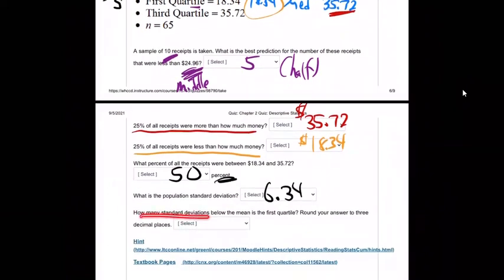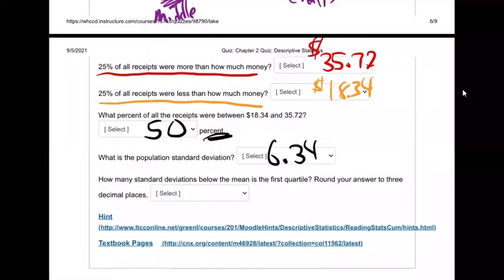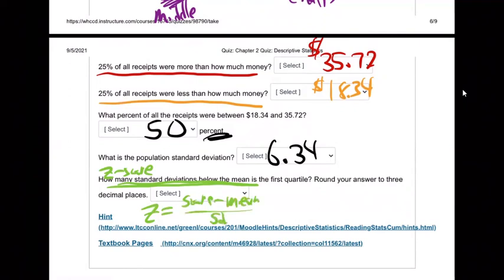Last one. How many standard deviations below the mean is the first quartile? That might strike you as a really weird question. Like, how in the world did we do that? We never learned anything about that. Well, we actually did. Whenever they say how many standard deviations, you need to realize that means Z-score. Z-score is how many standard deviations above or below the mean. It's the Z formula from the notes. You got to recognize those words on the exam. They don't need to say Z-score. You need to recognize, oh, that's Z-score.